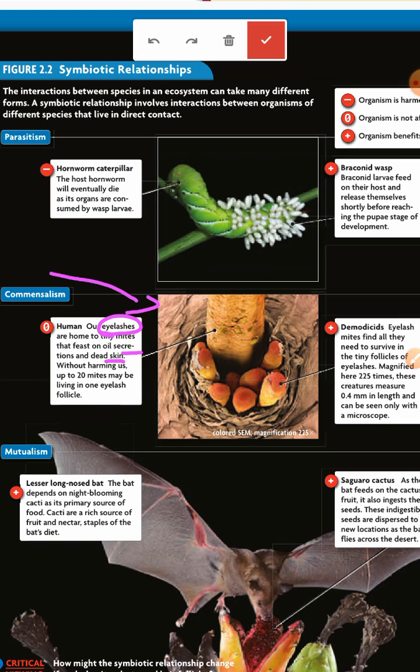So the human here, did you get harm? No. Did you get a benefit? No. The mites, did they get benefit? Yes. So this type of relationship is called commensalism.